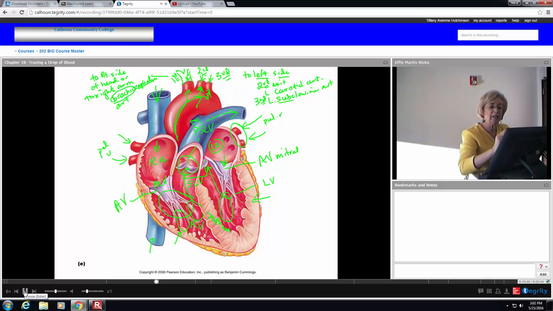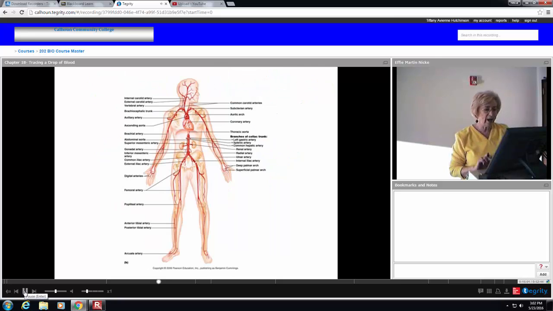And what does that tell you? Sub is under, clavicle. So this is under the clavicle, and when the blood vessel is under the clavicle, it's destined to head down the arm, okay? So that's an important thing. Let's see what we have next on here.